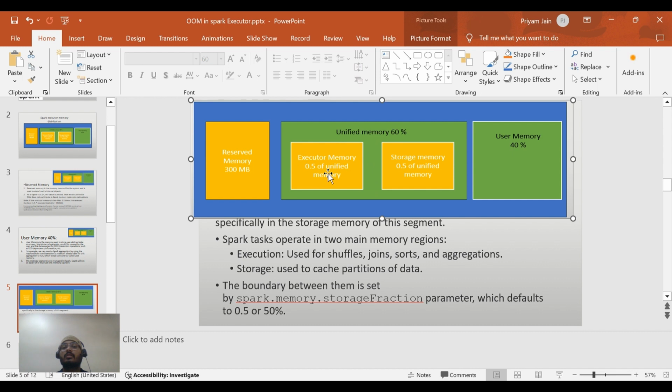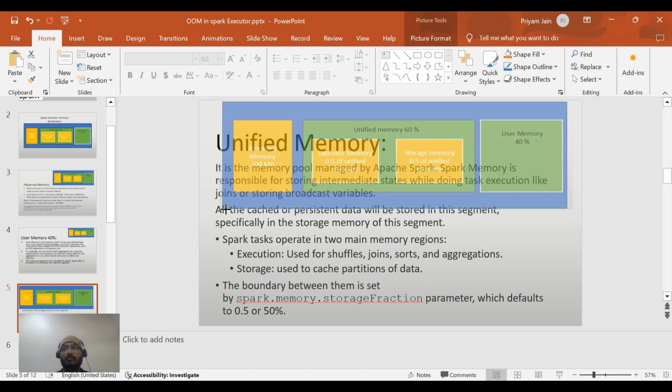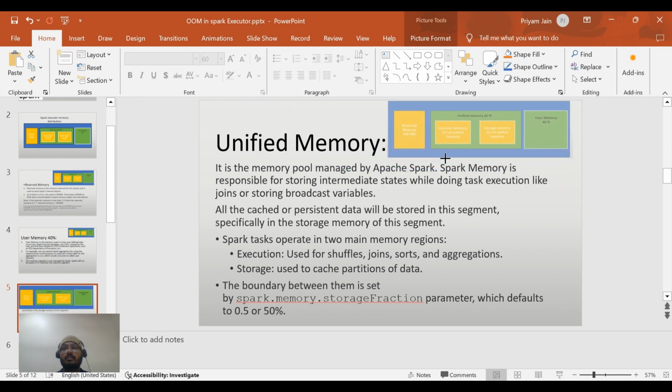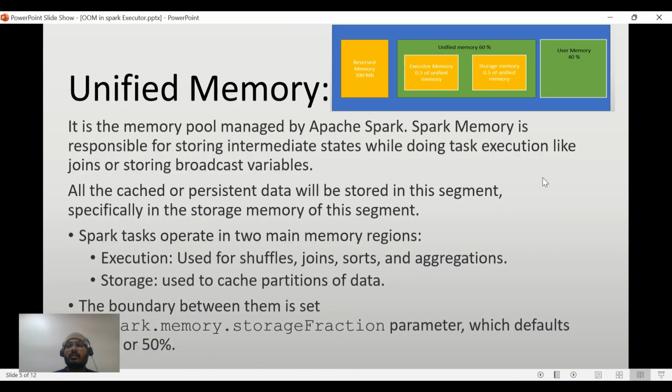And this is 50% of the executor memory and 50% of the storage memory. Okay, now let us just go through this in detail. I have explained both storage memory and executor memory. It is the memory pool which is managed by Spark. User memory is not managed, but Spark manages this unified memory.